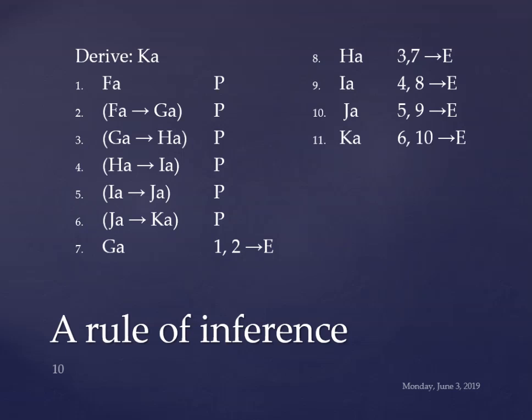Once we reach Ka, we're on our last line. We reach Ka on our last line. We are done. We've derived it. The last line of your derivation signifies what you've concluded. So that is the first pass on how derivations work.